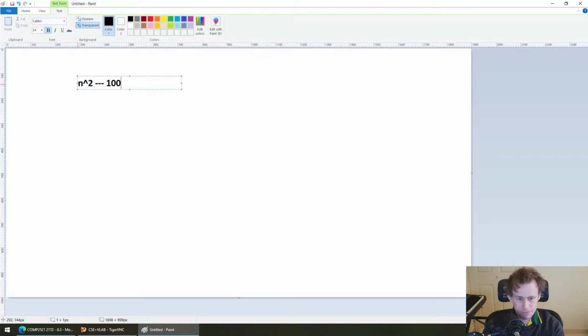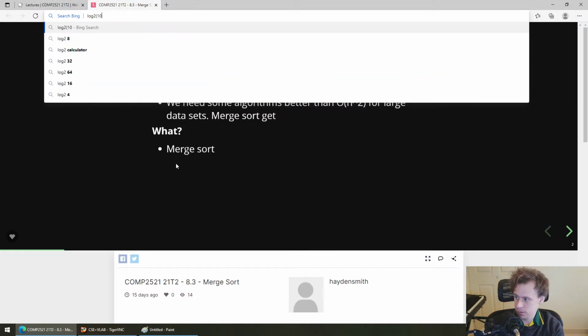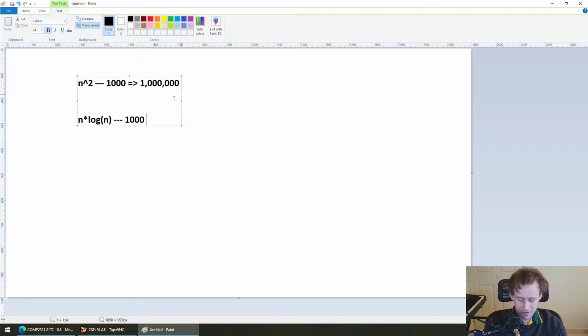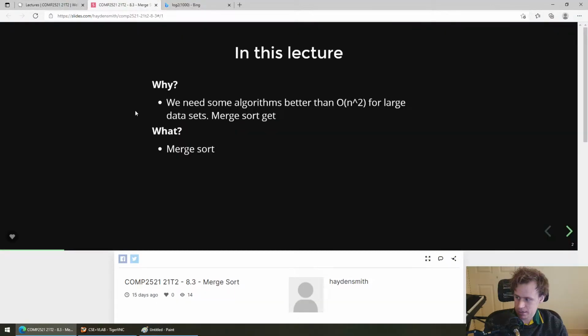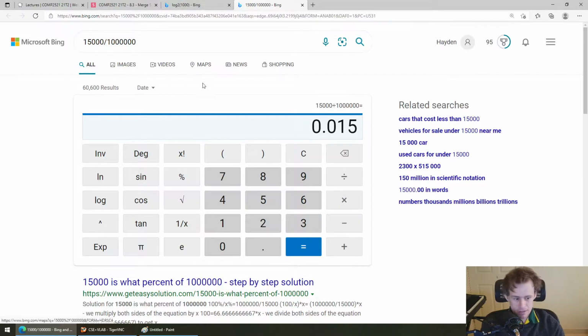Well, you know what? n squared for 1,000 elements is 1,000,000 steps. Whereas n log n for 1,000 elements: what's log base 2 of 1,000? It's about 10, close enough, within a factor. That gives you 10 times 1,000, which is just 10,000. That's substantially quicker, around 1% of the time, so roughly 99% quicker.